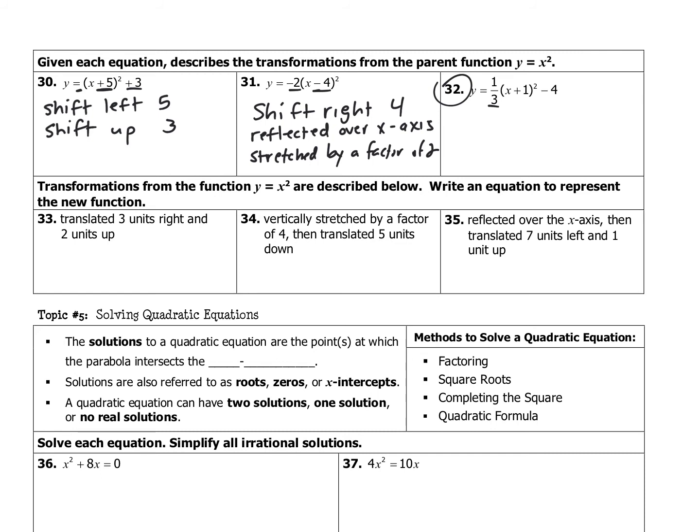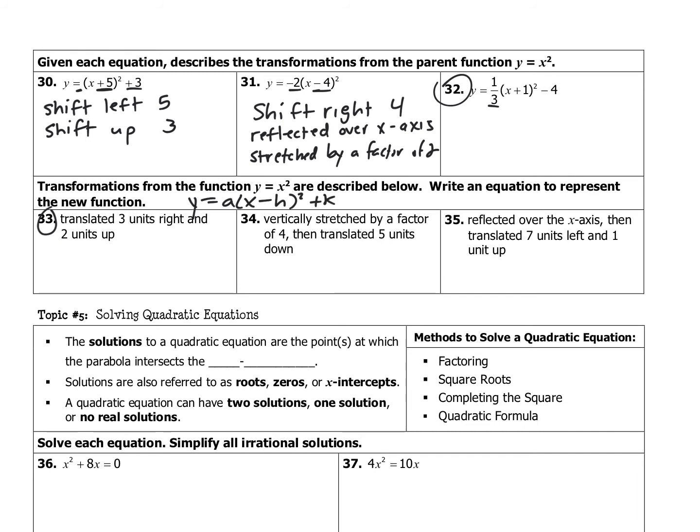I'm going to leave you with 33. I'll do 34 and 35. So transformations from the function y equals x squared are described below. Write an equation to represent the new function. So we're writing them in the form y equals a times (x minus h) squared plus k. We're writing them in vertex form.